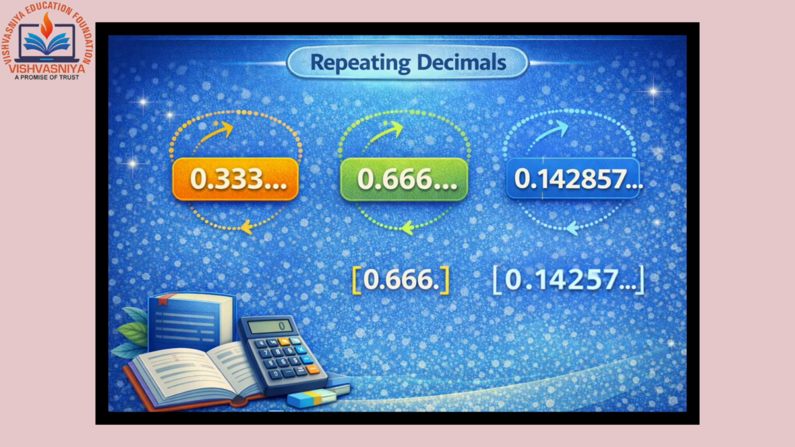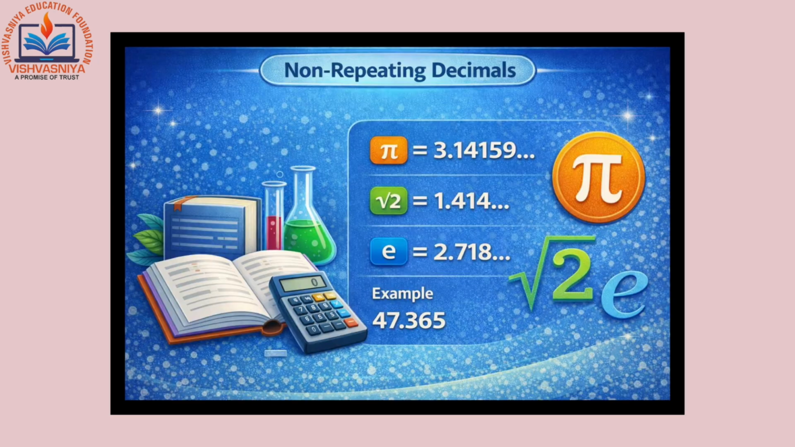Repeating decimals continue forever but follow a pattern. For example, 1 divided by 3 equals 0.333 repeating. These decimals are still rational numbers. Some decimals never end and never repeat a pattern. Examples include pi and square root of 2. These numbers are called irrational numbers.